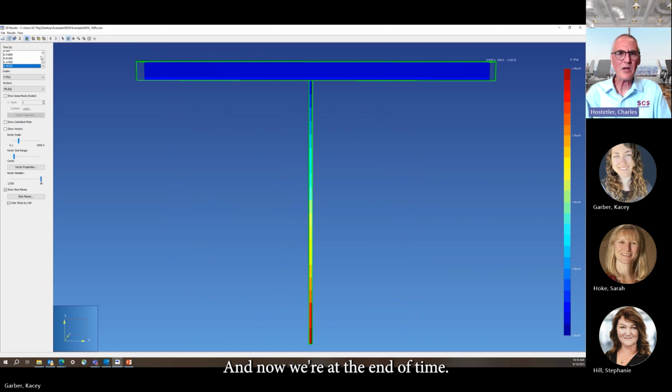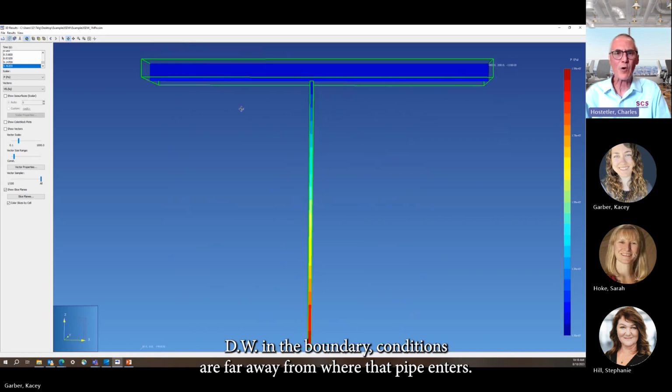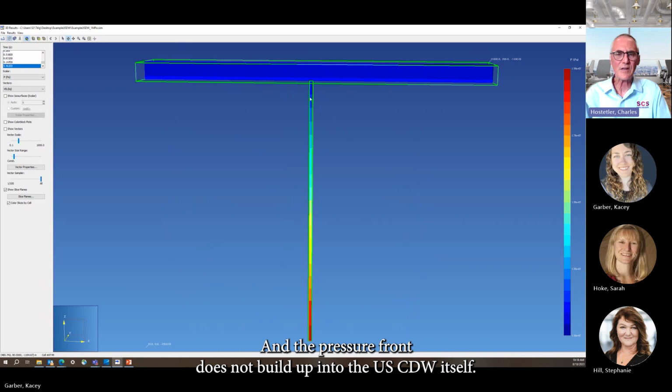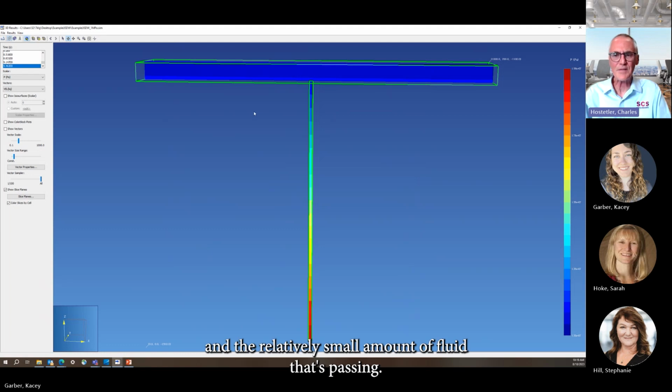And now we're at the end of time. There's no overpressurization in the USDW itself, which is a good thing. It's important to notice that we used a big area for the USDW, and the boundary conditions are far away from where that pipe enters. And so the boundary conditions don't impact the accuracy of the solution, and the pressure front does not build up into the USDW itself. There's nothing really interesting to look at in the temperature because of the high heat capacity of the rock that all this passes through and the relatively small amount of fluid that's passing. So there's not really a big change in the temperature.